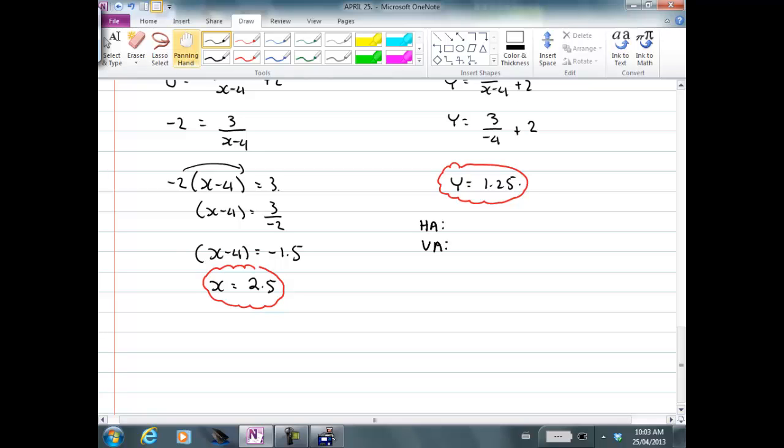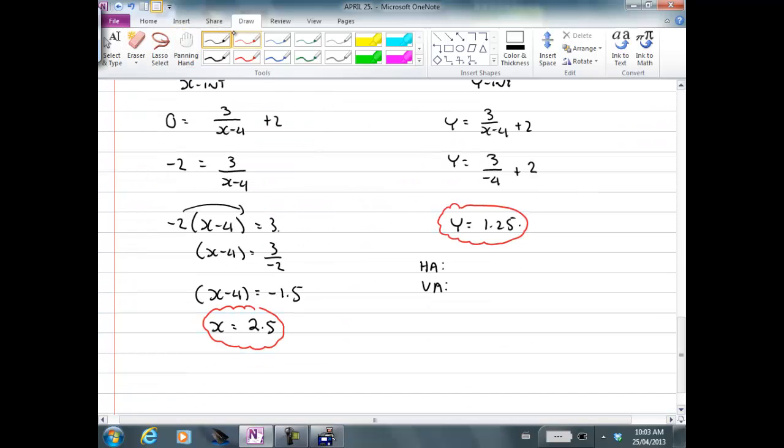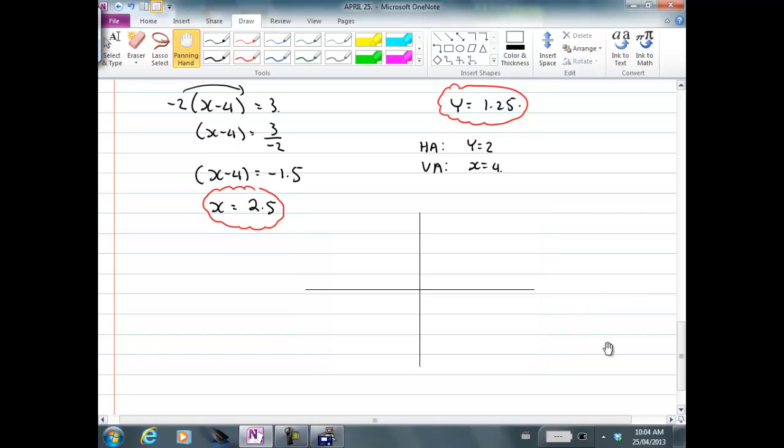So my HA was at y equals 2. X equals 4. I want you to put everything in your grid now and graph it for me, please. So let's draw a brand new grid because you have all this information now. Again, I'm only going to draw a rough sketch. 2 is somewhere here. 4 is going to be somewhere here.